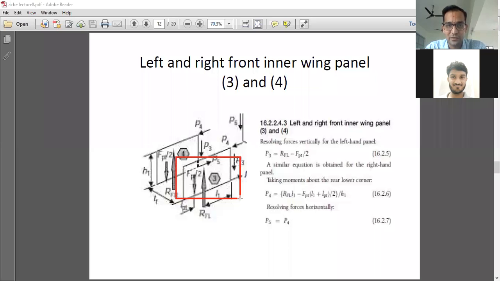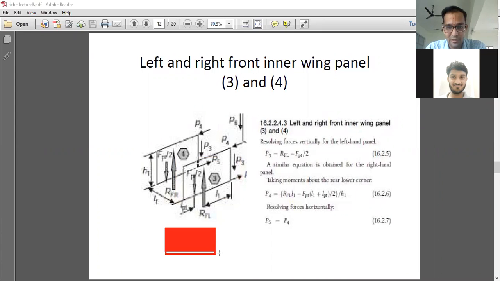In surface 3, if we go ahead to observe P3, then P3 works in the downward direction. I'll place a surface over here to have a clear imagination of how it is going to work. This is surface number 3. Load P3 is acting in the downward direction.